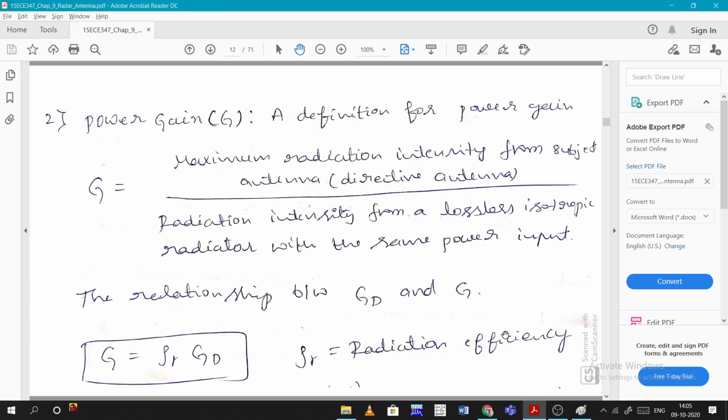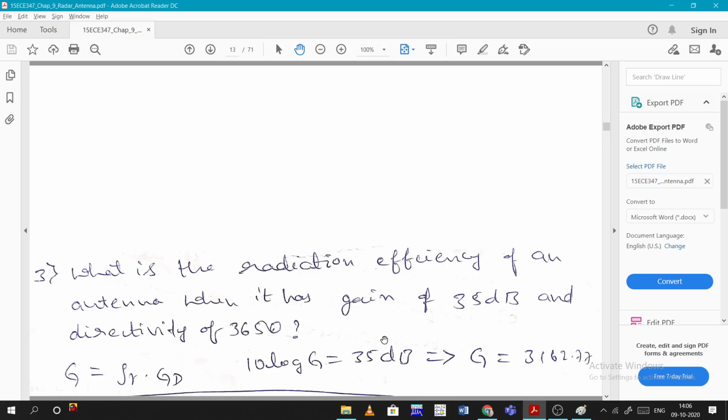Now power gain. What is power gain? Power gain is defined as the ratio of maximum radiation intensity from the subject antenna to the radiation intensity from a lossless isotropic radiator with the same power input. So when you write the ratio, we get G = ρR × GD. The relationship between GD and G can be written as G = ρR × GD, where ρR is the radiation efficiency.